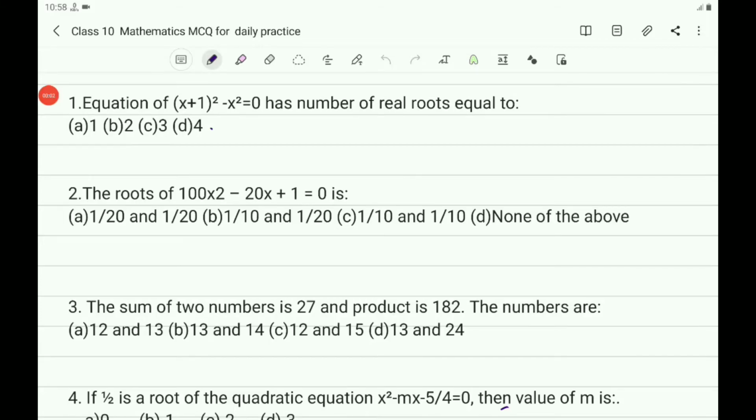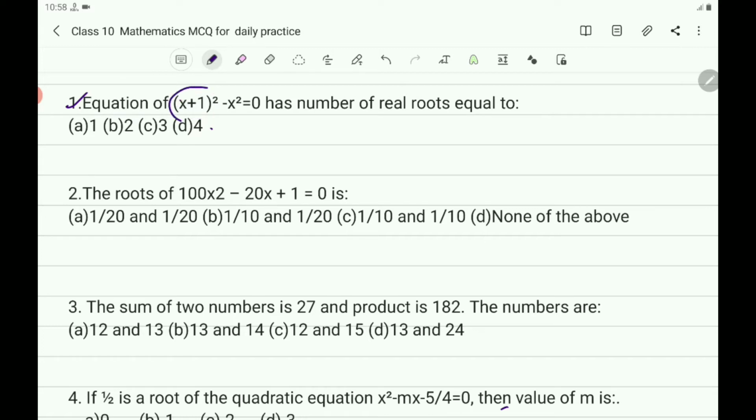Children, it is the next paper of mathematics multiple choice questions for daily practice. To take the first question: the equation (x plus 1) whole square minus x square equals 0 has how many real roots? Here the root is nothing but the solution.